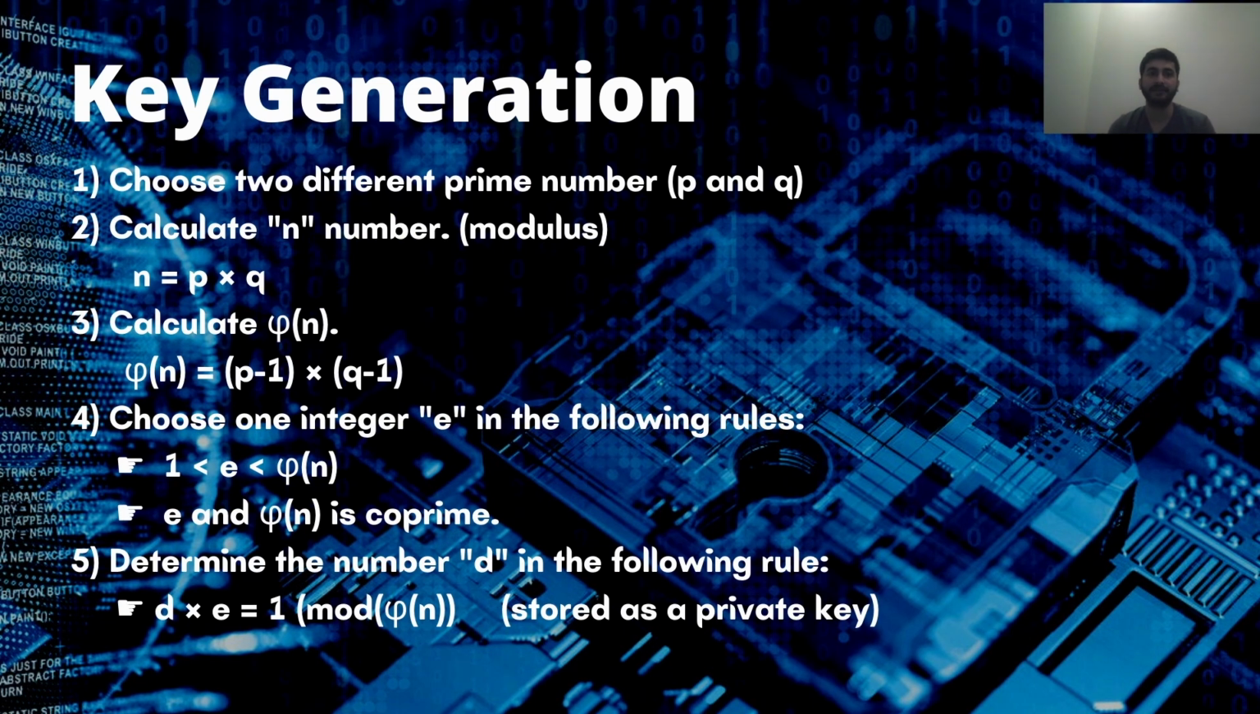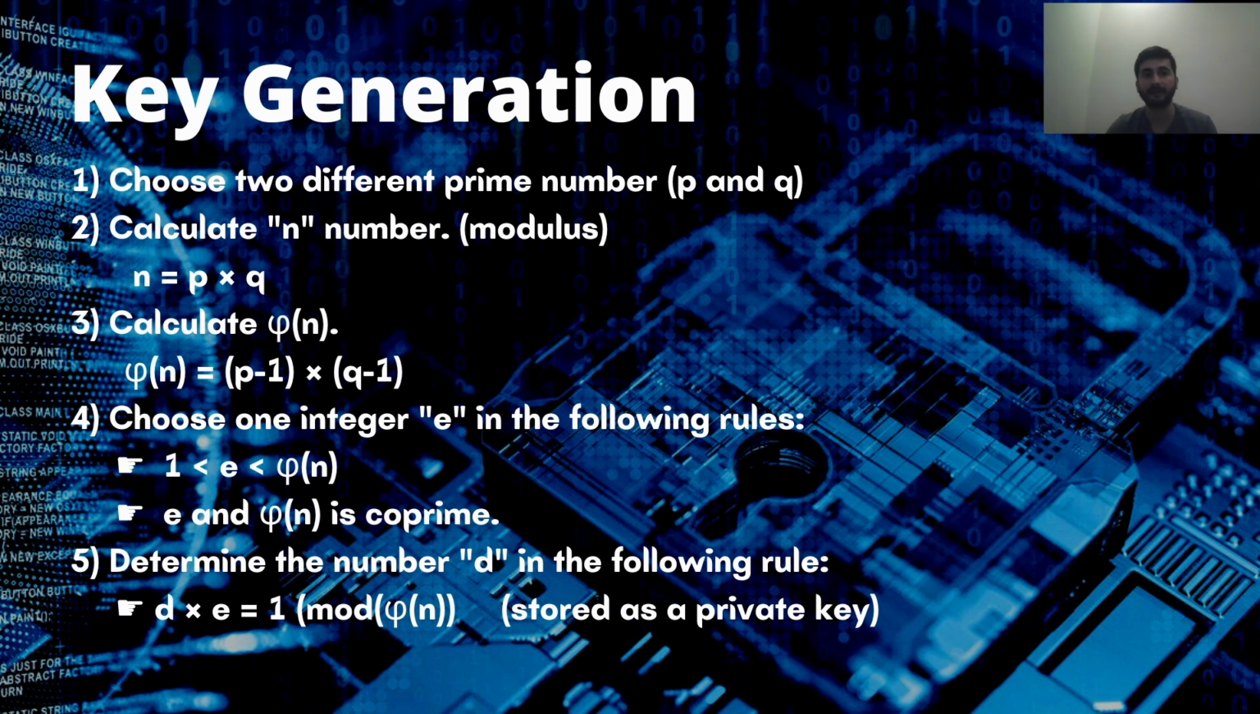RSA keys are generated like this. Step 1. We choose two different prime numbers. We call one of them P and the other Q. For safety reasons, the numbers P and Q should be chosen randomly and should be at close distance from each other. Step 2. We calculate the number n. n equals P times Q, and n is used as a modulus for both the public and private keys.